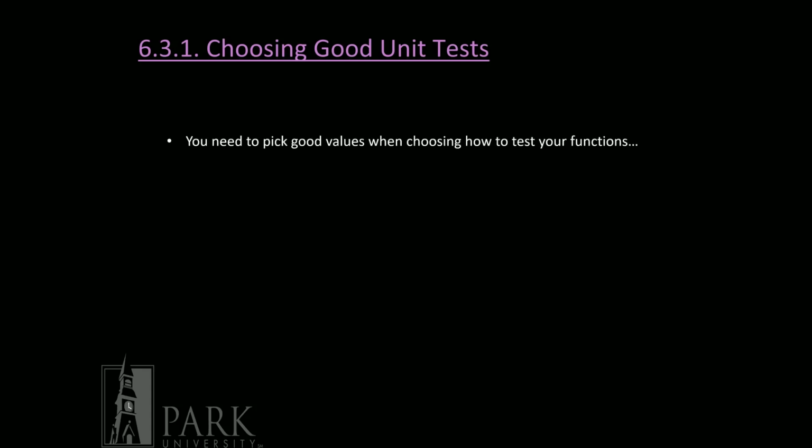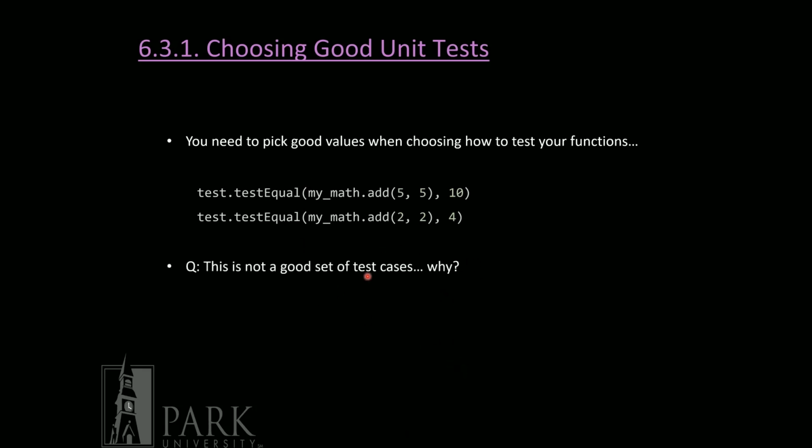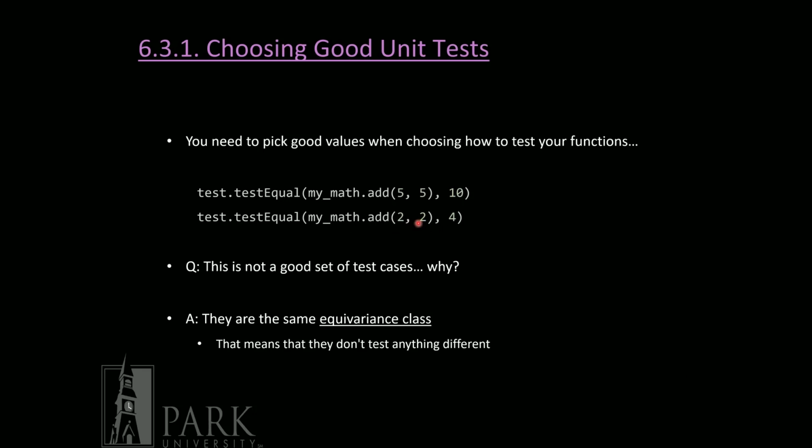When we're writing unit tests, we want to make sure that we're picking values that are good test cases, right? So how do we go about doing that? Look at these two examples. Do you think that these are going to be a good set of test cases to test out our math function or our add function? If so, why? Well, I can tell you that they are not a good set of test cases because they are the same equivalence class. That means that they don't really test anything differently, right? We've got a positive number and a positive number, and we are testing the second case with another positive number and a positive number. We can be pretty sure that we're not going to get any different results based on these two test inputs. I mean, other than the expected value, right?